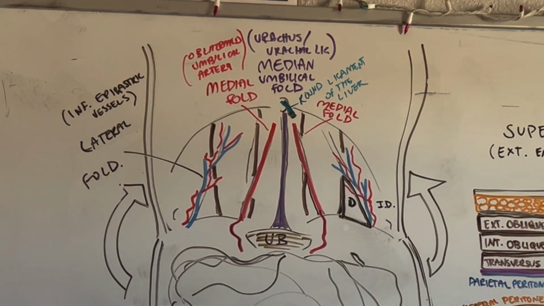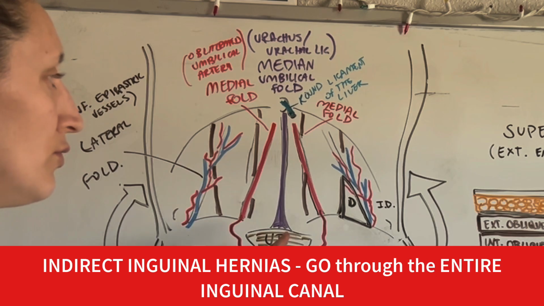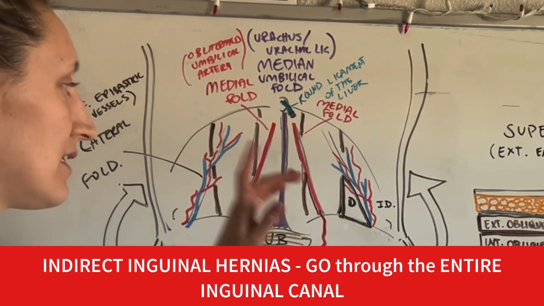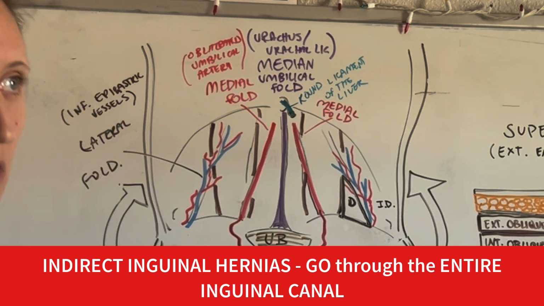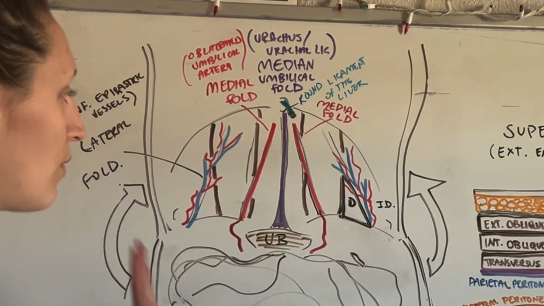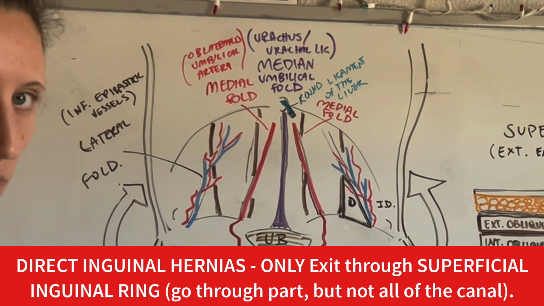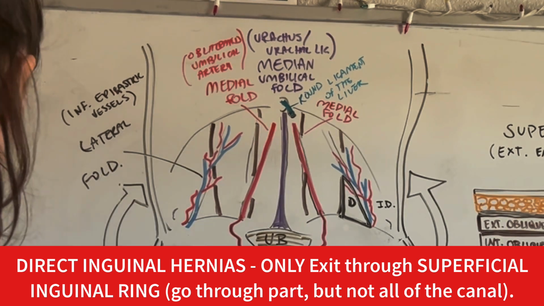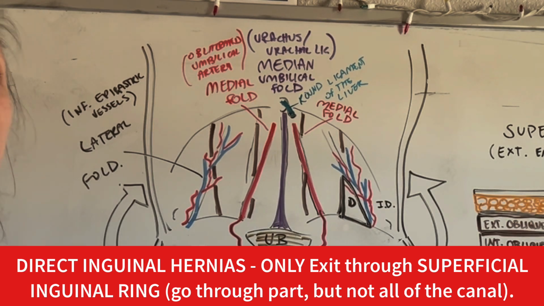Why? Well, because an indirect hernia is a hernia that goes through the entire inguinal canal. That means it has to go through the deep inguinal ring, and it has to come out the superficial inguinal ring. Whereas a direct hernia does not go through the deep inguinal ring, but instead takes a much more direct route to the superficial inguinal ring and just punches through the abdominal wall to get there.